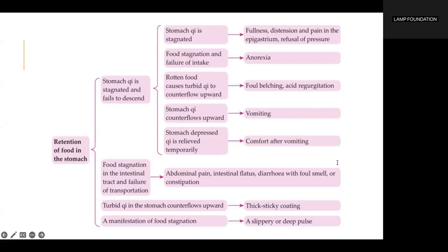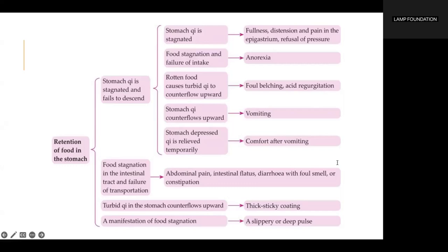Food stagnation arises directly from eating too much at a time, eating too fast, not chewing the food properly, eating too late at night, constant snacking, eating while stressed or while working, eating while sitting in a twisted position, and eating food that is difficult to transform.